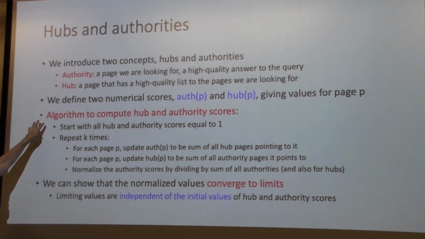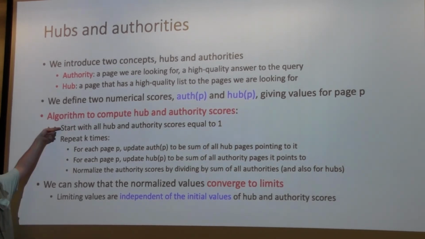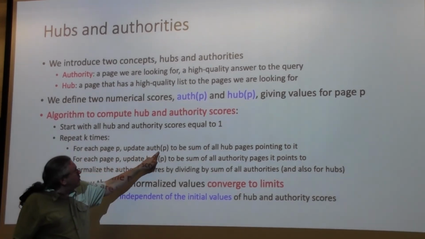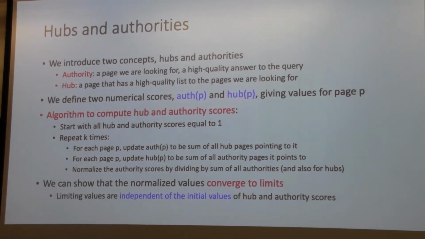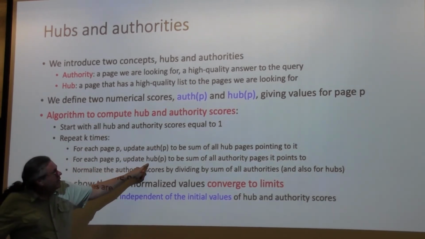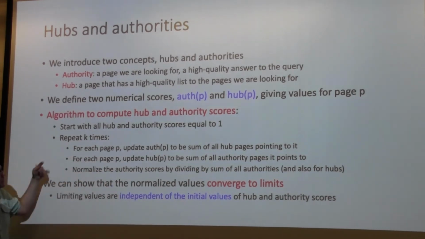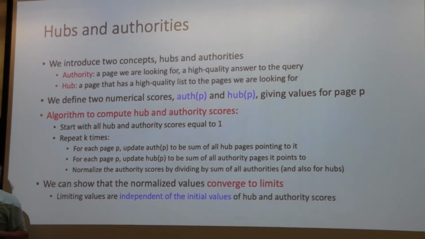Of course, you start by the set of pages that are relevant. Okay? If you want to do newspapers, first of all, you look for all the pages that actually mention newspapers. And then for all those pages, you start with hub and authority equal to 1. And then for each page, you update the authority to be the sum of all the hub pages pointing to it. And then for each hub is the sum of all authority pages it points to. And each iteration you normalize again so that the sum of those is always equal to 1.